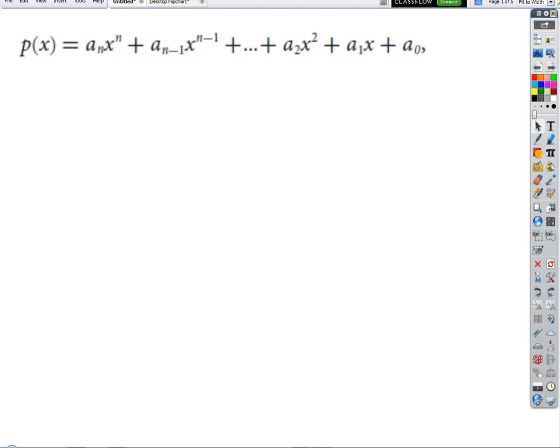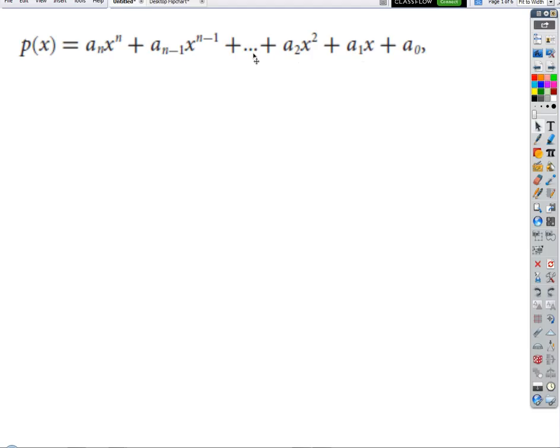If you keep reading, it's going to tell you about the coefficients. Notice that each of these terms has an x or a power of x, and then some number multiplied by it. That's what all the a's stand for. They're the coefficients. So a sub n is the coefficient of x to the n, whatever n is. N is just some number. A sub n minus 1 is the coefficient of the x to the n minus 1 term, and so on.